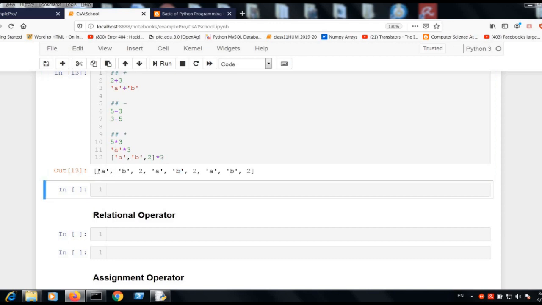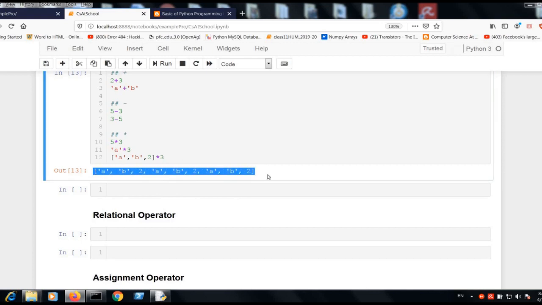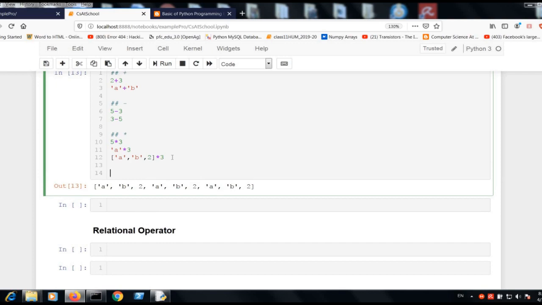As you can see, again, each and every element of the list has been repeated 3 times because we are multiplying it by 3. And it's creating an entire big list, right? So this is how the multiplication operator behaves, right? The next operator that we are going to talk about is division.